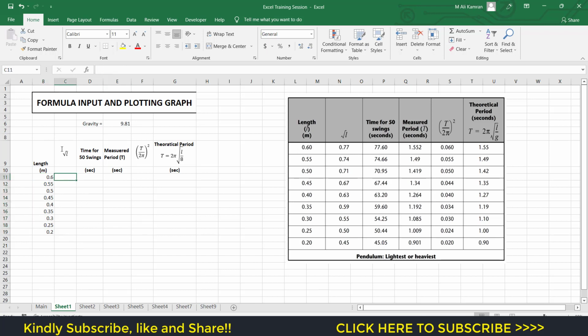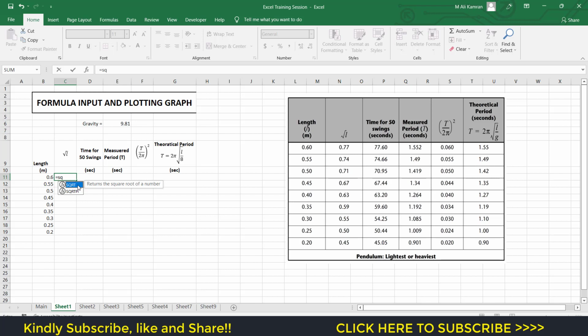Now we need to have the square root of all these values. So again we need to put a formula. So I will write equal, and then in Excel when we want to have a square root, we will write SQ. So we have SQRT, square root pi and square root. So we need square root, and it says that it returns the square root of a number. So I will click on this square root.